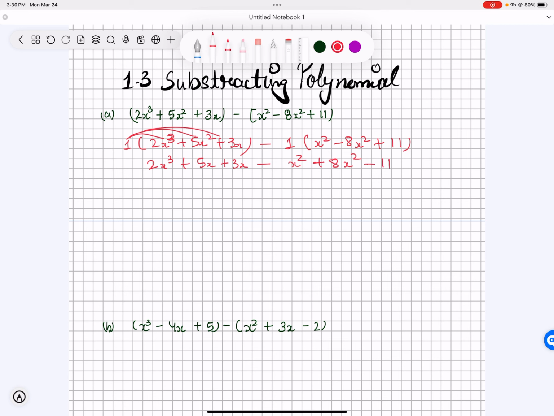Now we're gonna look for the like terms. In this we have 2x cubed, and then we have x cubed.